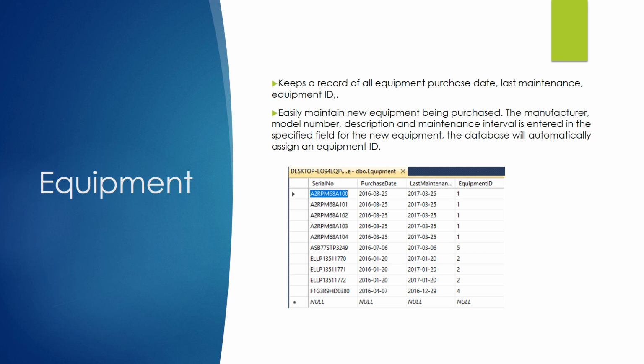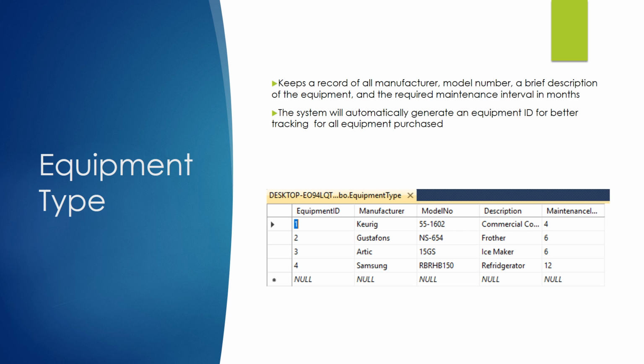The equipment table holds the serial number for all the equipment that's utilized in the coffee shop, the date that we purchased it, and when that piece of equipment was last maintained, because that's critical for us to know when we start calculating our maintenance schedule for equipment. All right, the equipment type table will then assign a unique equipment ID to each piece of equipment that we own, the business and the model number of that equipment, a brief description of what that equipment is, and the interval at which the equipment is supposed to be maintained based on the manufacturer's suggestions.